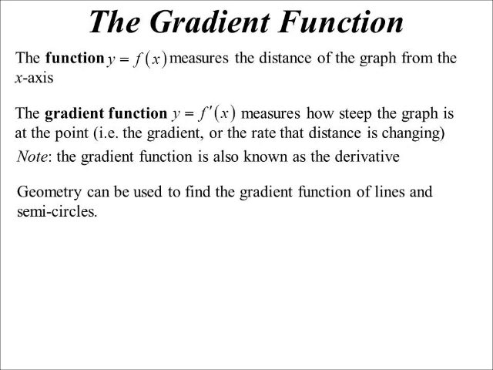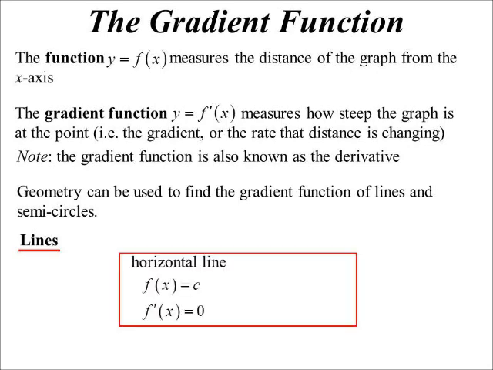Now we can use geometry to find it. That's if we've got some shapes that we recognise, lines and semicircles, and we'll have a look at that. So if it's a line, remember we know a horizontal line has a function equal to a constant. A horizontal line always has a slope of 0, so it must have a gradient function of 0. Now, if it's a line at an angle, an oblique line, which we know can be written as mx plus b, well, slope was m. So it would have a gradient function of m. So there's not a lot of work to do there. We know that because of what we know in coordinate geometry.